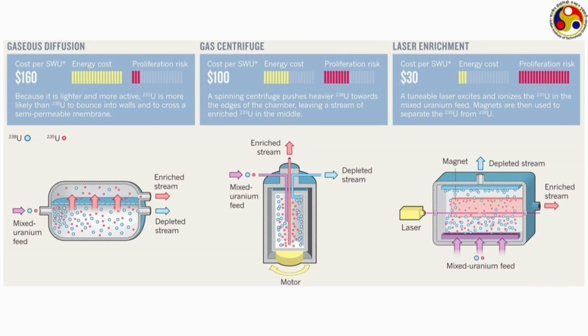Now, coming to the technology, in gaseous diffusion we generally use a porous membrane. Uranium 235 atoms, being lighter and more active, are more likely to move around in the container and strike the walls, and whenever they strike that porous membrane, they can cross that permeable membrane. So, there is a larger probability of uranium 235 crossing this membrane compared to uranium 238.